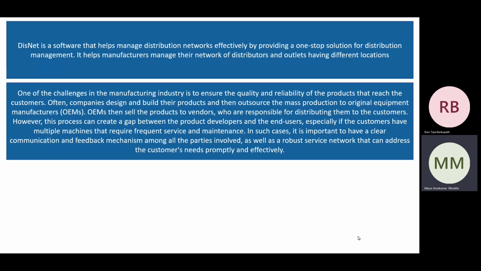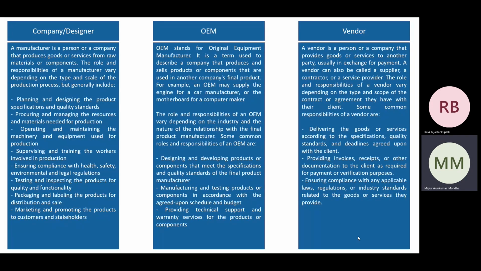However, this process can create a gap between the product developers and the end users, especially if the customers have multiple machines that require frequent service and maintenance. In such cases, it is important to have clear communication and feedback mechanism among all the parties involved, as well as a robust service network that can address the customer's need promptly and effectively. With this background, let us try to understand the main entities involved in the workflow.